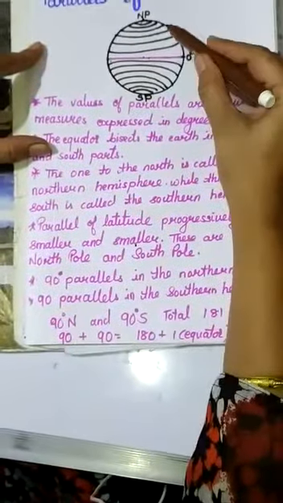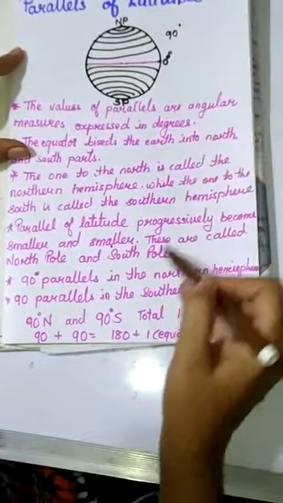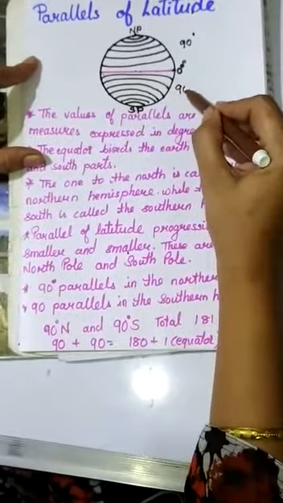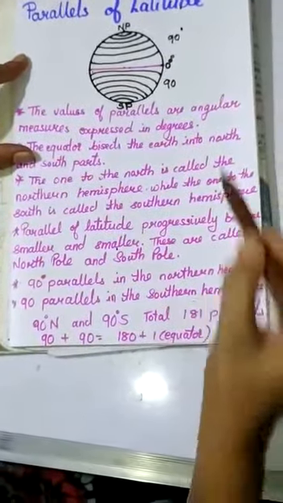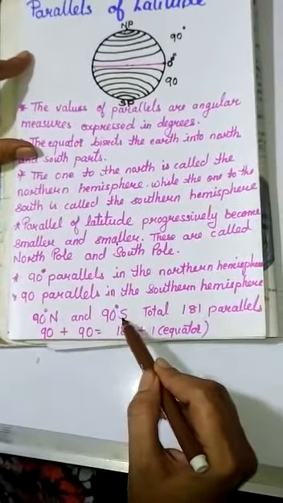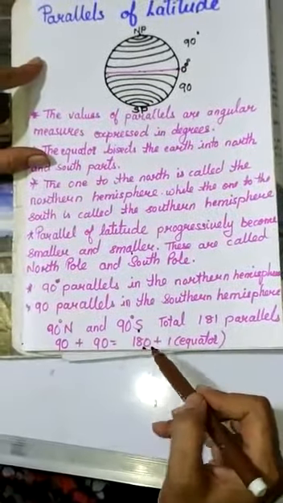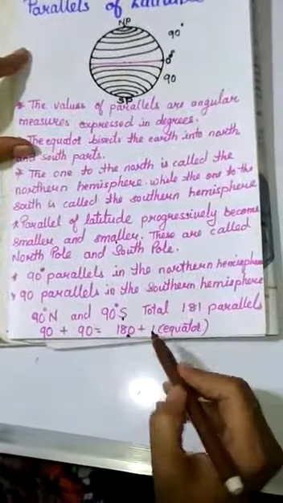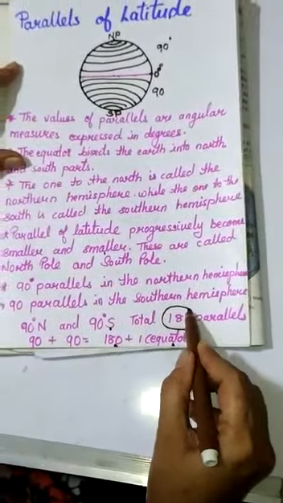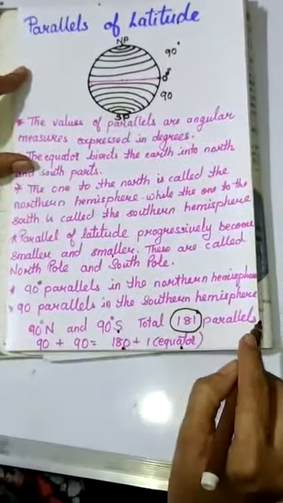Towards the north there are 90 parallels in the northern hemisphere, and there are 90 parallel lines in the southern hemisphere. So 90 on the north and 90 towards the south. Total becomes 180, plus one parallel line, that is your equator. It is 1, that will become 181 parallels. So there are total 181 parallels.